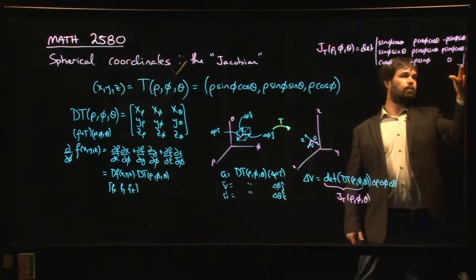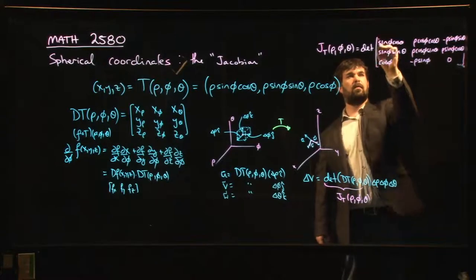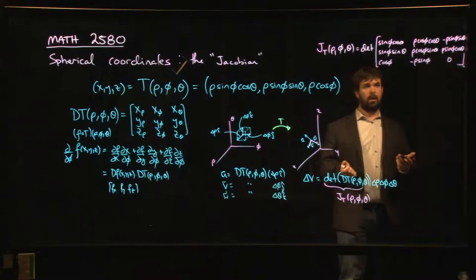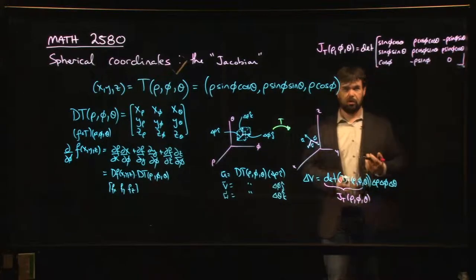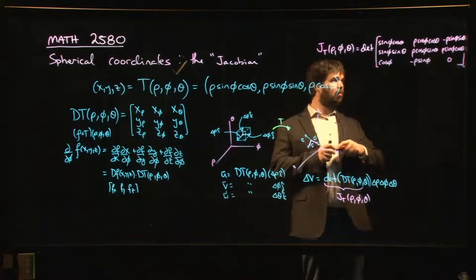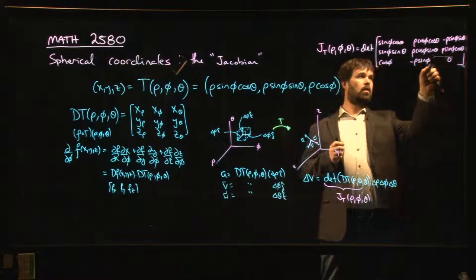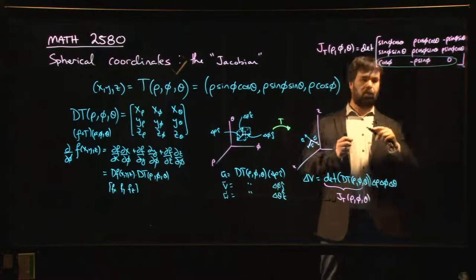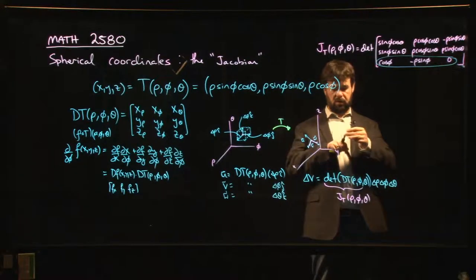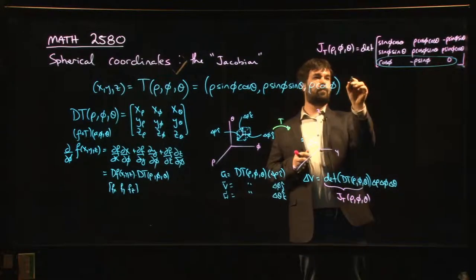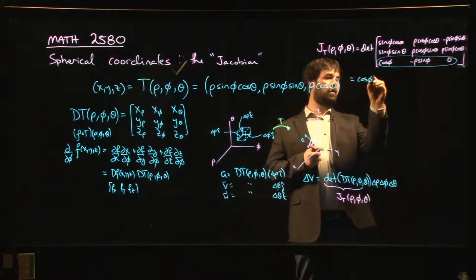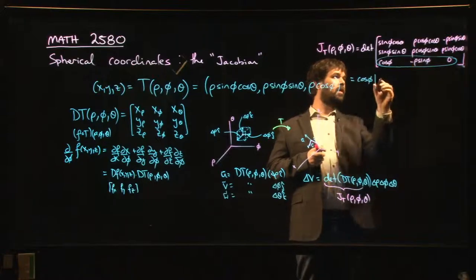Okay, so that's our determinant. And now let's see what happens when we compute. For a 3x3 determinant, you have to do cofactor expansion. You can expand along whatever row or column you feel like. I'm going to choose to expand along row 3, because there's a zero. So let's see what I get if I expand along row 3. I'm going to get cos phi times the following 2x2 determinant.